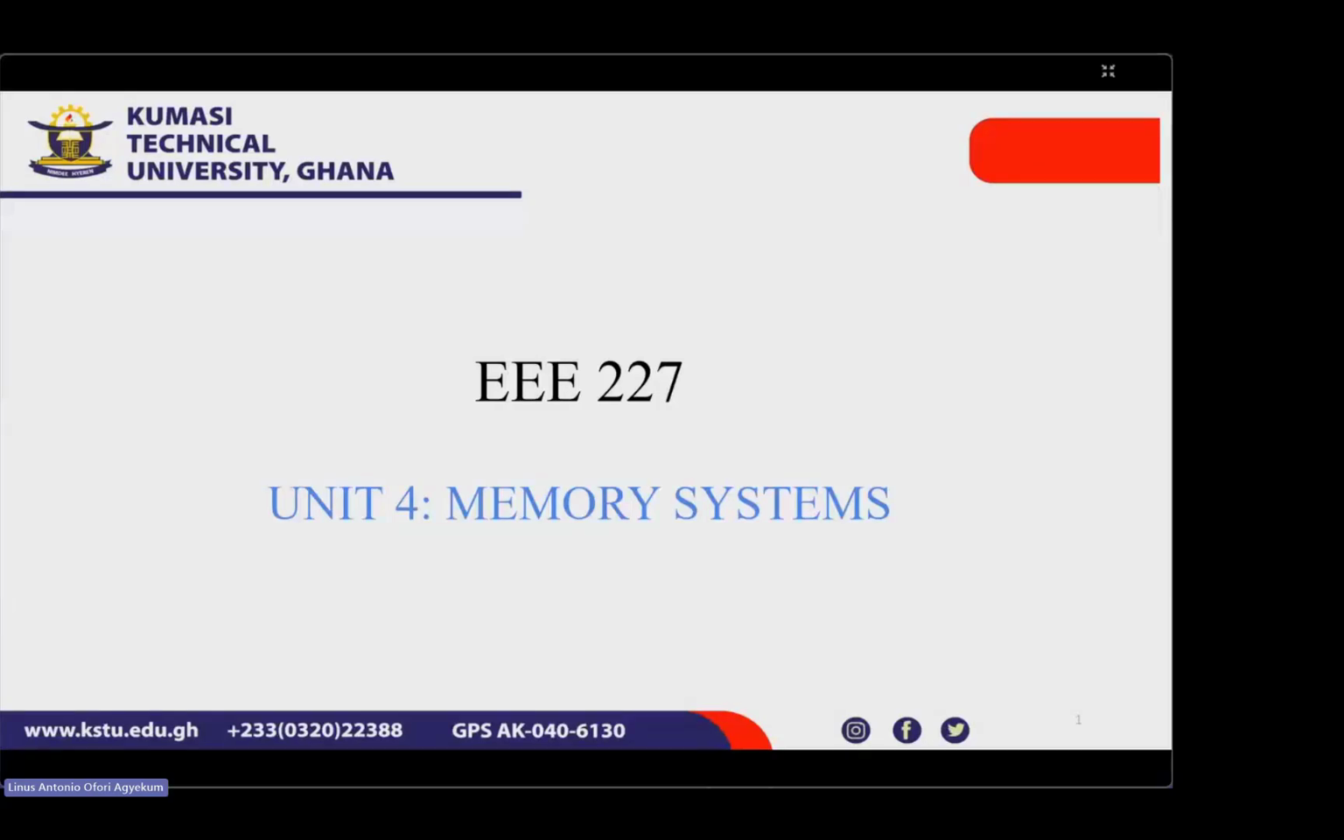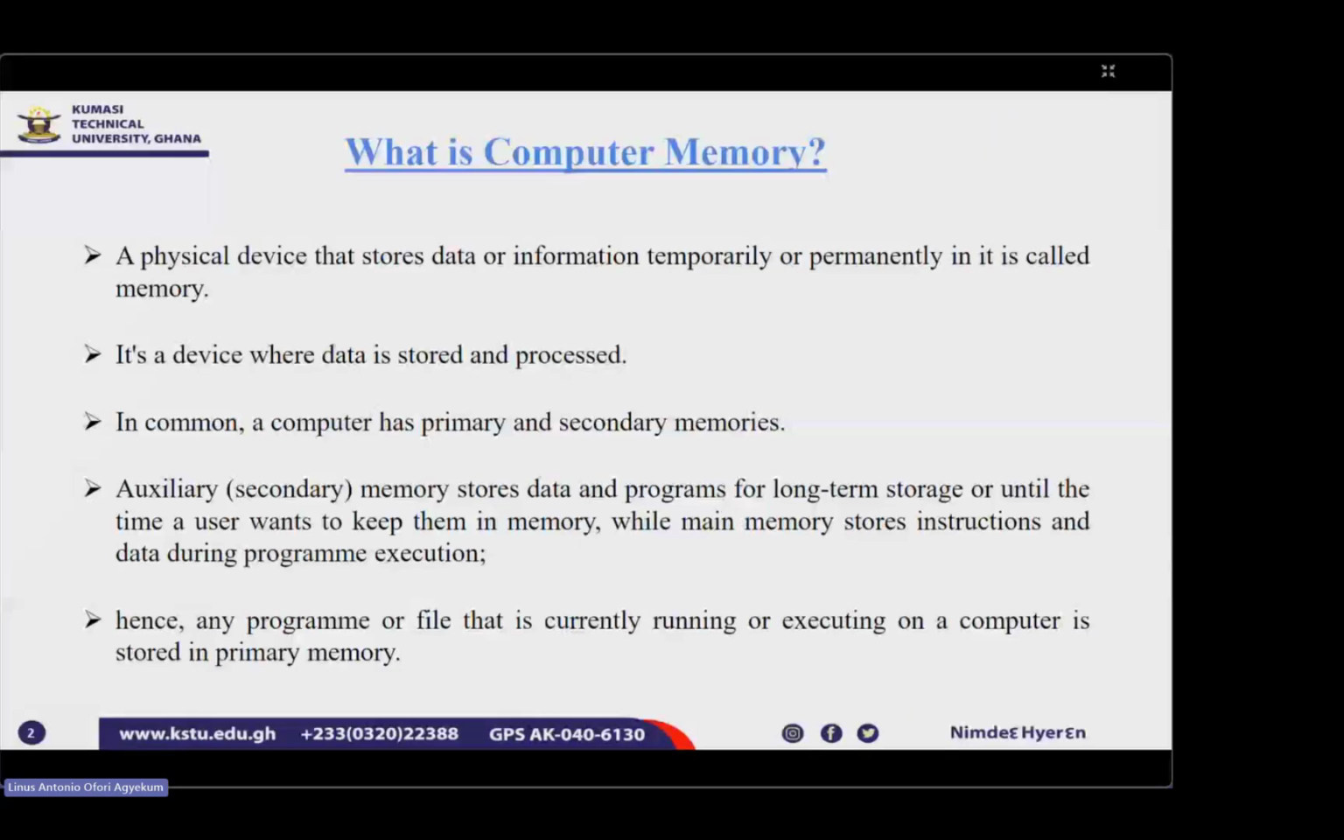So when we talk about a computer memory, what do we mean by a computer memory? We are basically talking about a physical device that is capable of storing data or information temporarily or permanently. That is what we call a memory or a computer memory. It is a device where data is either stored and processed or data is stored for processing.